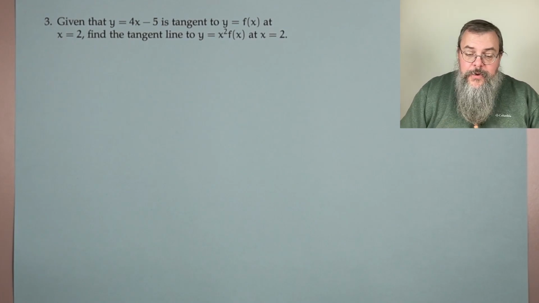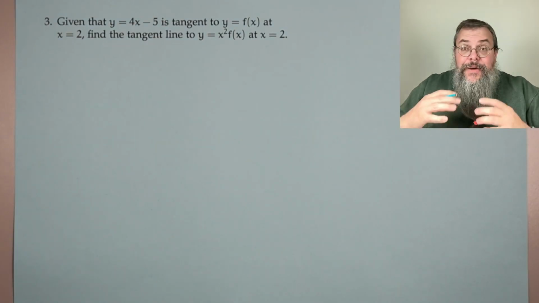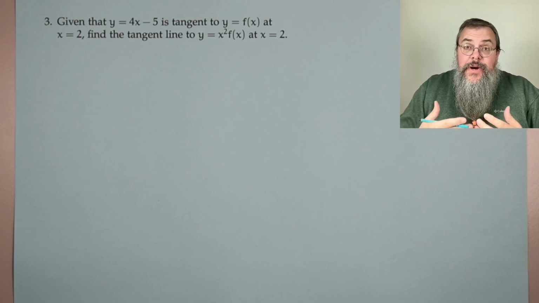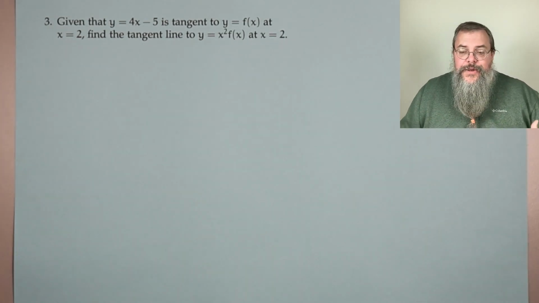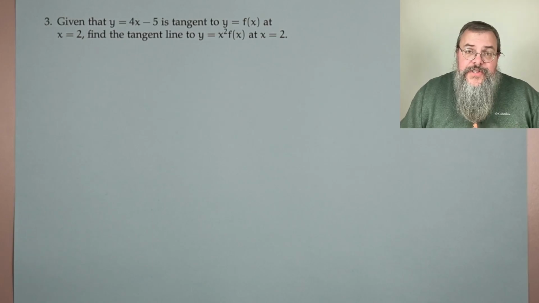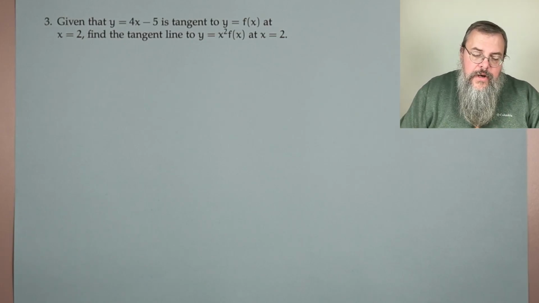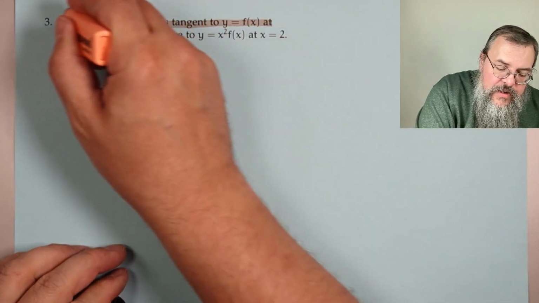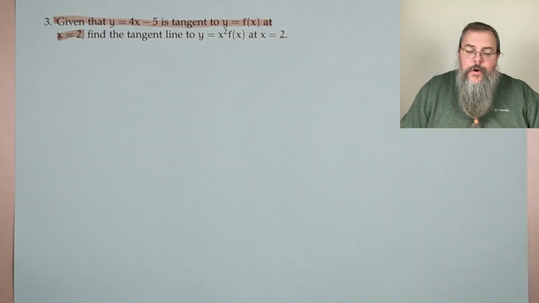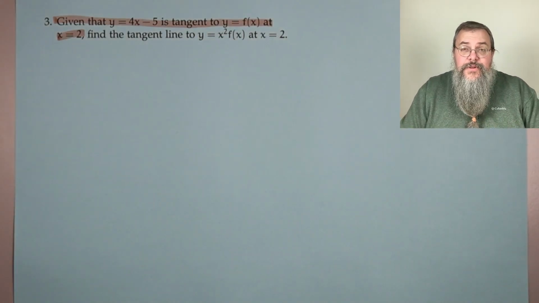Given that y equals 4x minus 5 is tangent to y equals f of x at x equals 2, find the tangent line to y equals x squared f of x at x equals 2. All right, so let's take our first sentence here and let's break it down. So our first sentence, or really our first half of a sentence, I guess, since it's all one sentence, this part right here. We're given that y equals 4x minus 5 is tangent at x equals 2.